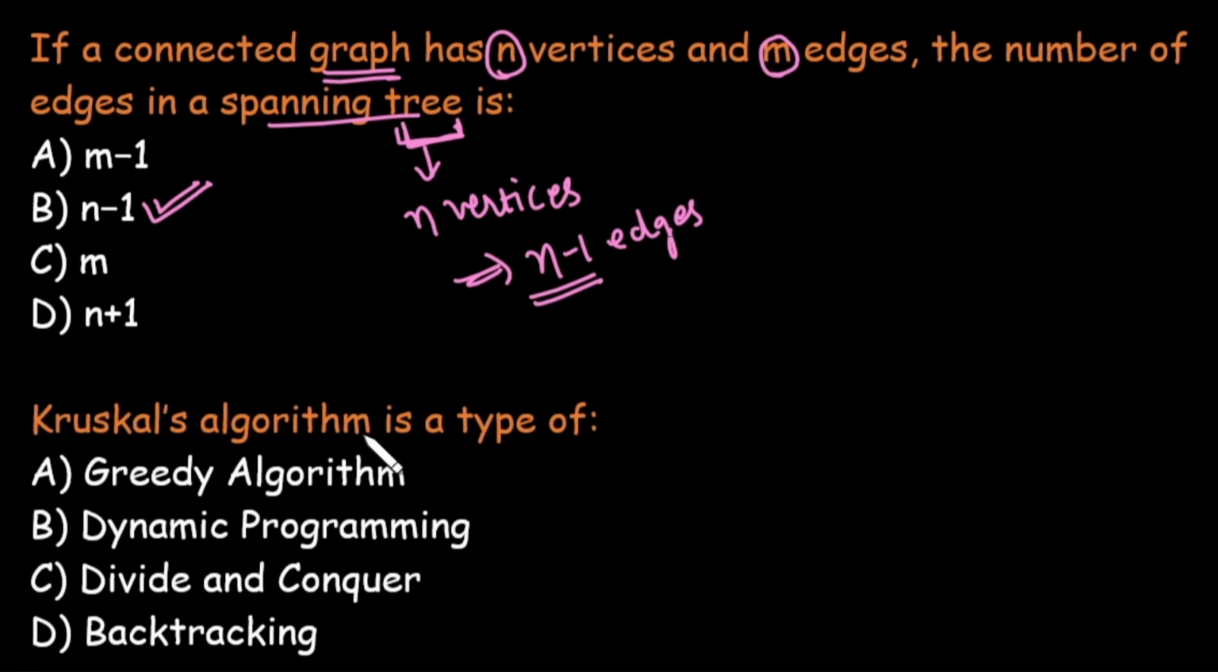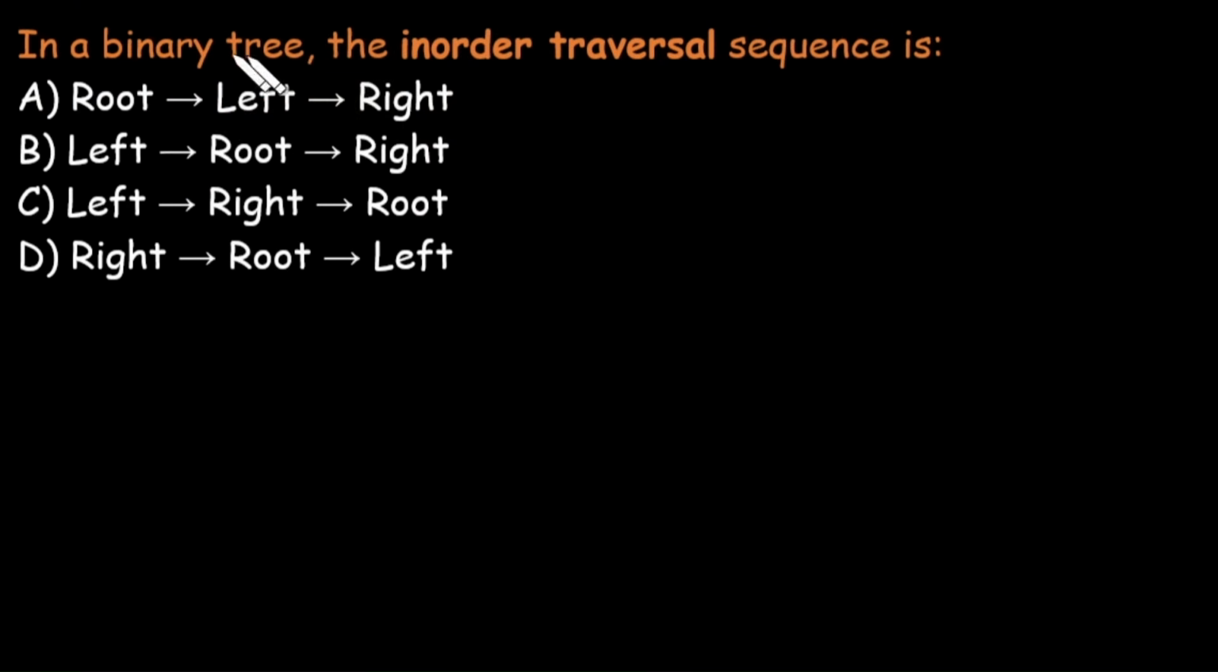Next, Kruskal algorithm is a type of. Remember that Kruskal algorithm is used to find the minimum spanning tree and this algorithm is a greedy algorithm. Next, in a binary tree, the in-order traversal sequence is what? What is a binary tree? Binary tree means every internal vertex has two children.